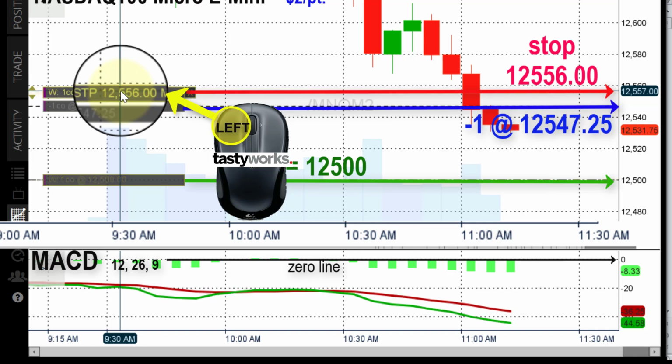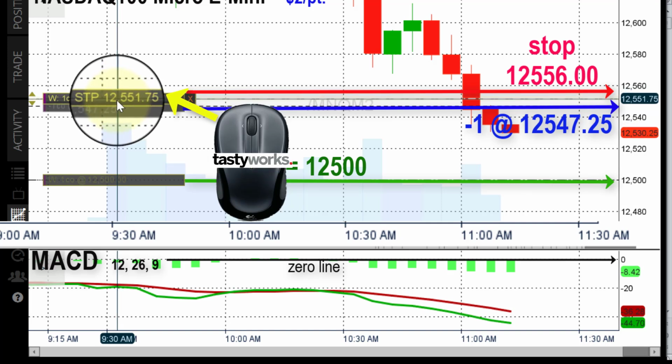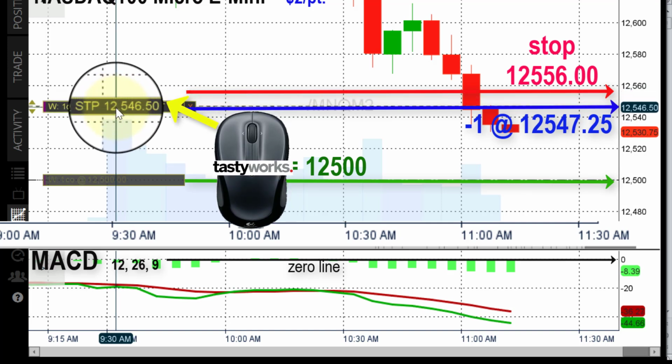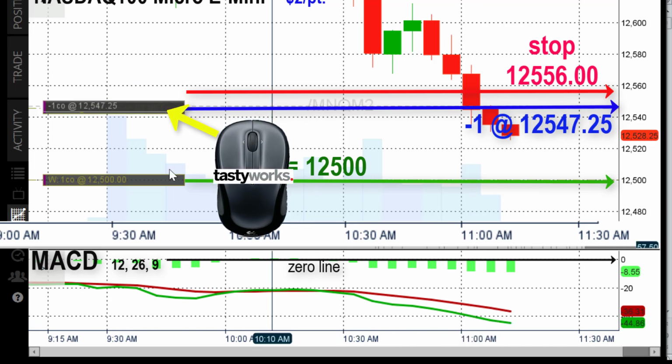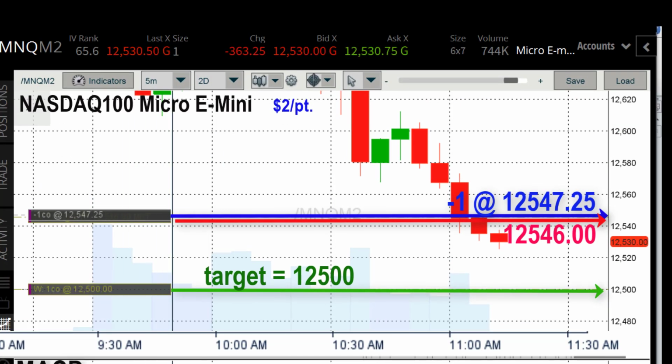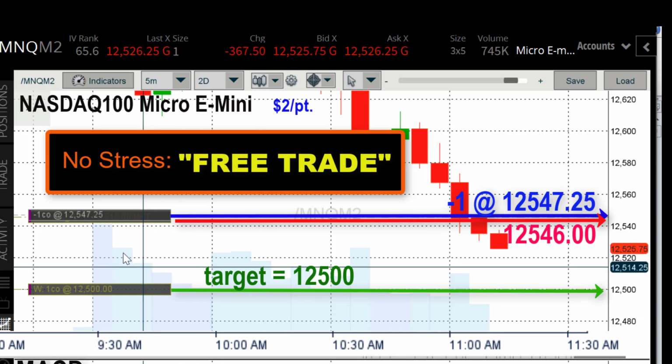Now it's time to get the Tastyworks mouse out and see if I can work on that thing and bring it back down to something probably below the entry point and see if we can form a free trade out of this thing. Okay, I got the stop moved down now below the entry point, 12,546. And by free trade, I mean I can't lose a penny, nothing out of my account at all. So that takes the stress completely off the trade.